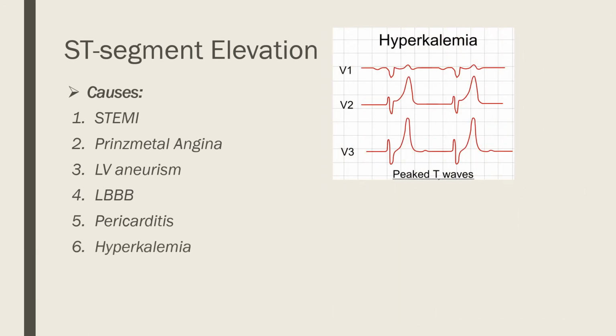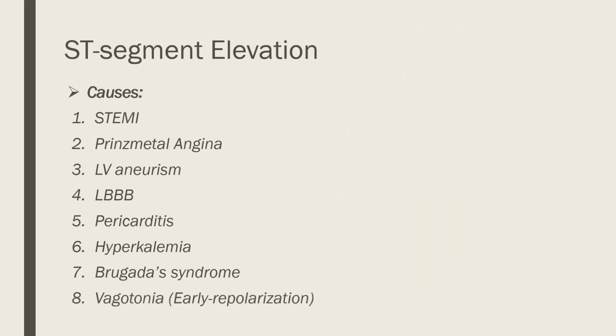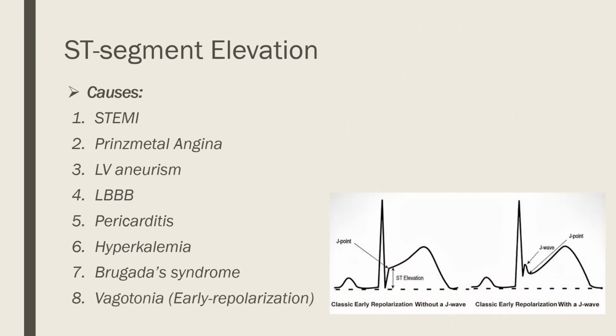Sixth, hyperkalemia, which can cause peaked T wave with ST elevation. Seventh, Brugada syndrome, as shown in this ECG tracing, ST elevation in V1 and V2 with T wave inversion. And vagotonia, which is called early repolarization, as shown in this figure, usually occurs in young males in V2 and V3.